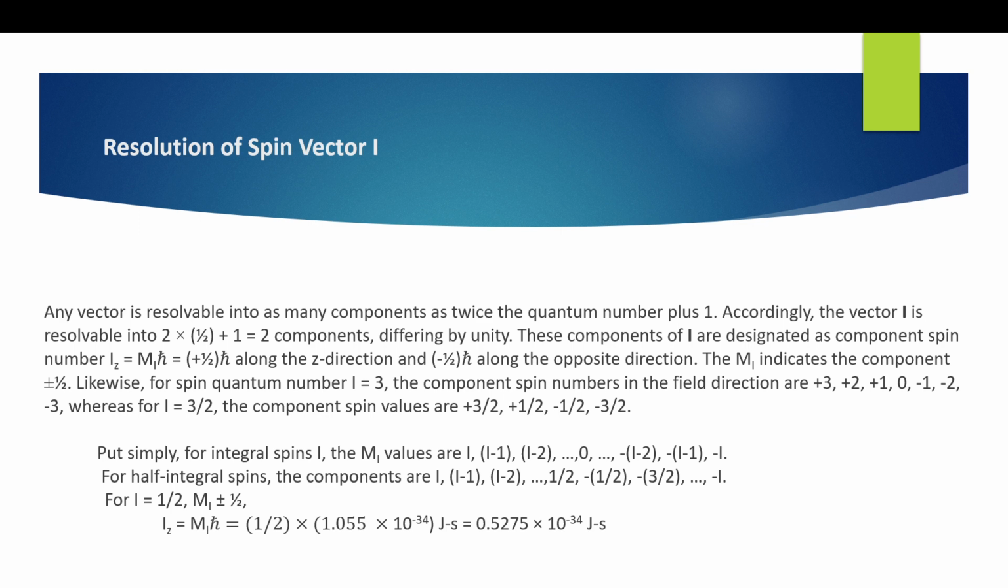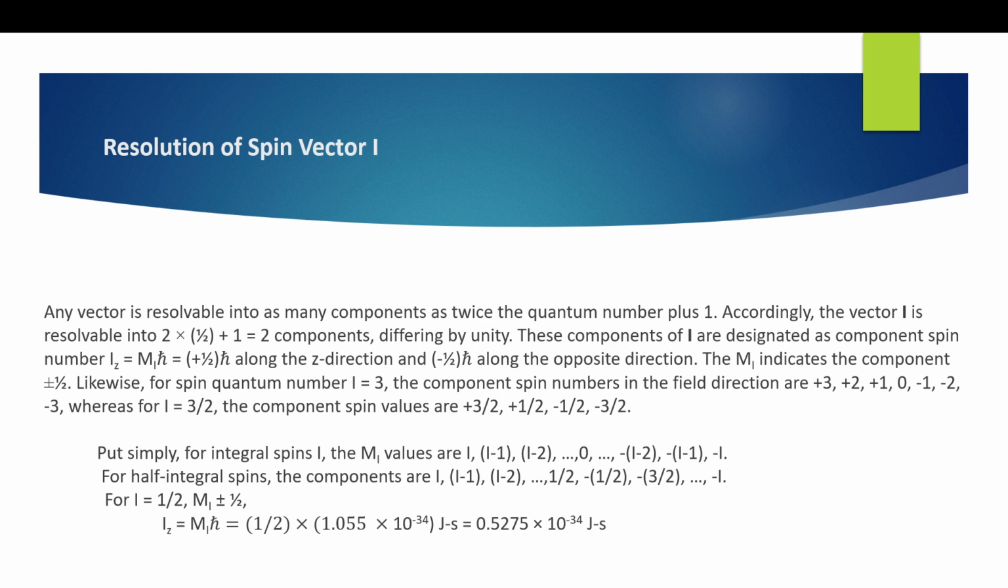And the respective components of spin vector are symbolized by Iz, having values mI h cross, where mI equal to plus minus half. If some nucleus has a spin more than half, for example 3 by 2, then the possible components are plus 3 by 2, plus half, minus half, minus 3 by 2, and so on and so forth.